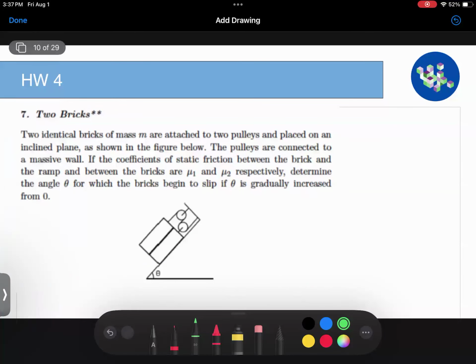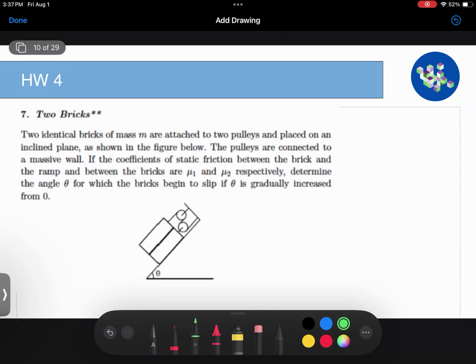Homework 12-4. Two identical bricks of mass M are attached to two pulleys and placed on an inclined plane, as shown in the figure below. The pulleys are connected to a massive wall. If the coefficients of static friction between the brick and the ramp and between the bricks are mu1 and mu2 respectively, determine the angle theta for which the bricks begin to slip if theta is gradually increased from 0. Now this one was a tricky one, and it kind of got you guys a bit. So there are a few tricky points you gotta watch out for. Let's solve this problem.